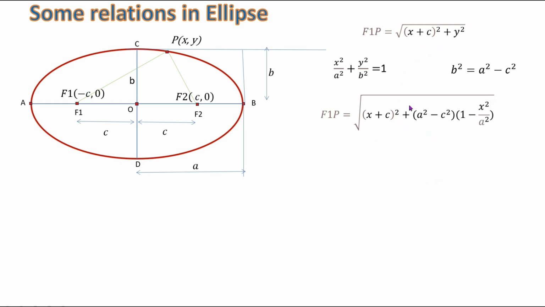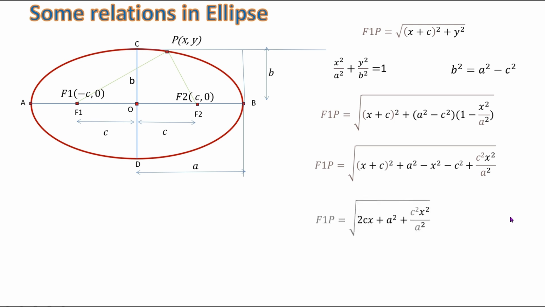So here x plus c whole square stays as it is. The y square term, if you take y square here, becomes 1 minus x square by a square, and this b square term comes here. I am just replacing this b square with a square minus c square. Further simplified, we can see clearly, this can be written as (a plus cx by a) whole square. That is the expansion of this one. The square root gets cancelled. It becomes a plus cx by a. See how simply it is coming. F1 to P distance is a plus cx by a.